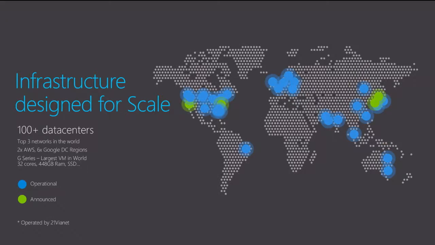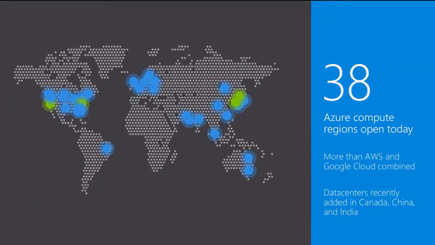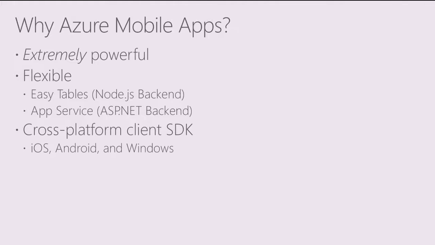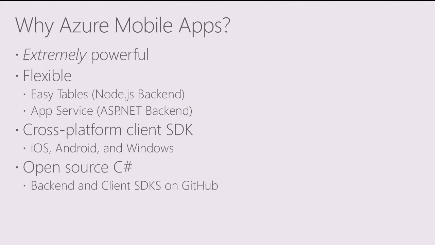And we have an amazing infrastructure for you to use, which is Azure, with hundreds of data centers where you can deploy your code into over 38 compute regions, more than AWS and Google Cloud combined. And inside of Azure lives Azure Mobile Apps, part of App Service. It's an extremely powerful backend that you can add into your mobile applications. It's flexible. You can use a Node.js backend or an ASP.NET or .NET Core backend for your applications. It has an open source cross-platform client SDK for iOS, Android, and Windows, and an open source C# backend client as well. So you can see exactly what the applications and the logics are all doing.